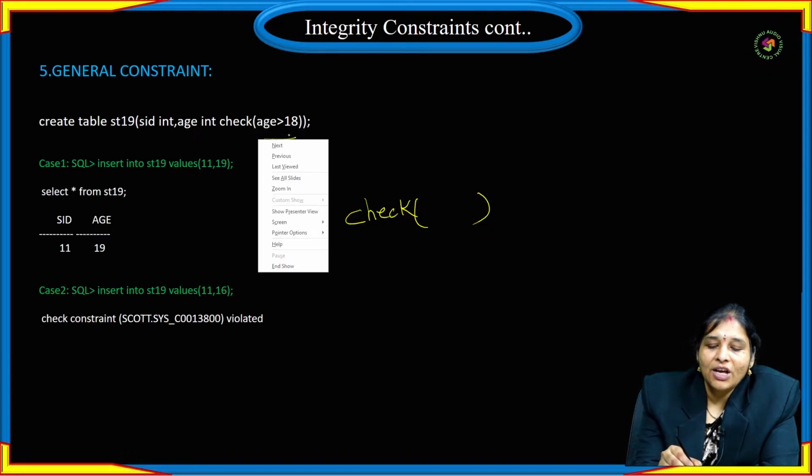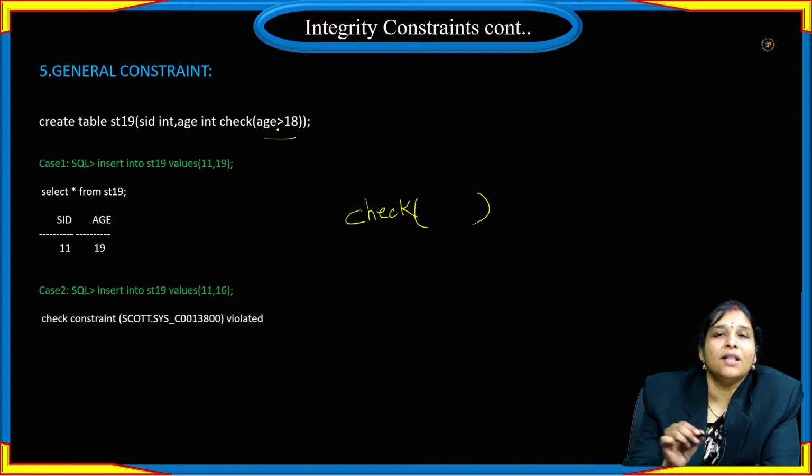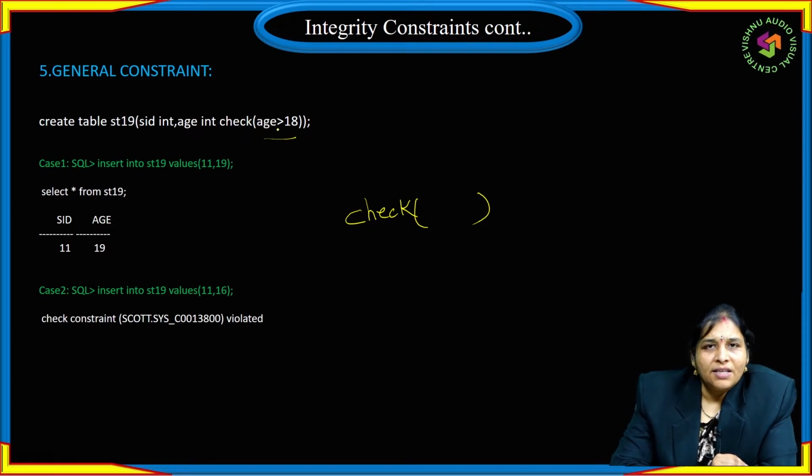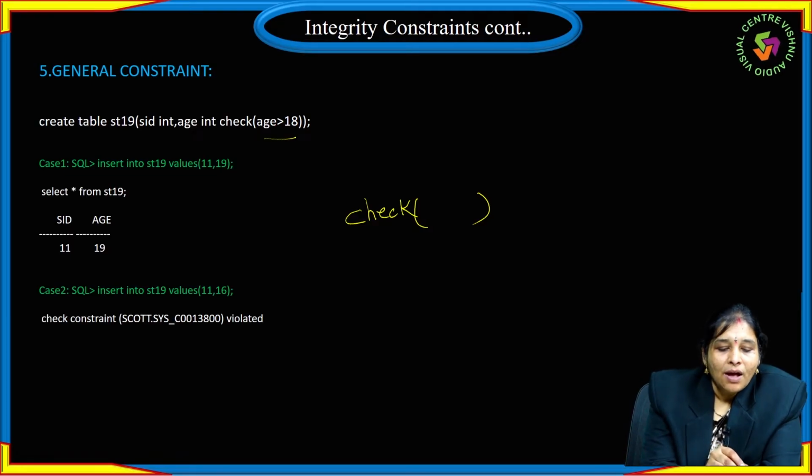So what is the condition I want? Let us assume these are the persons who are eligible to vote or not. Or a particular movie has a limitation that only age numbers greater than 18 are permitted to watch the movie. In those cases, we are going to use the check condition. So now, first, as I told you, I will try to insert normal values.